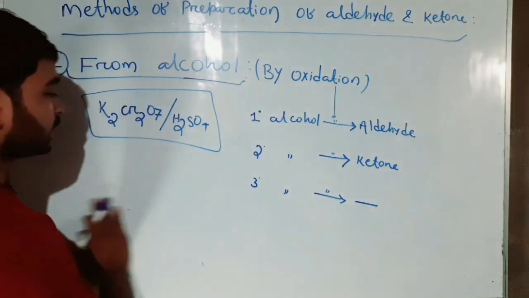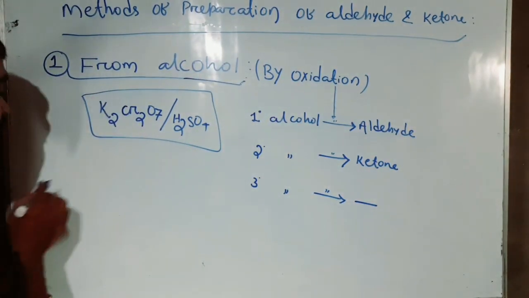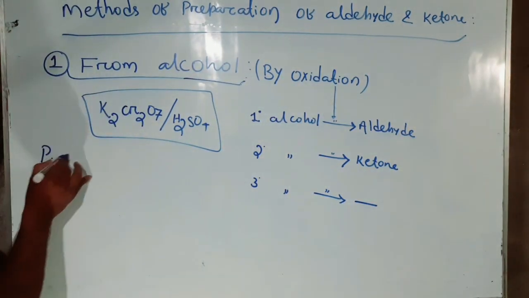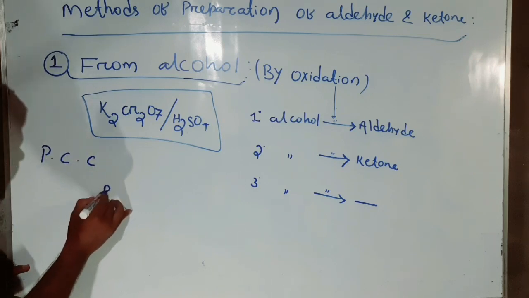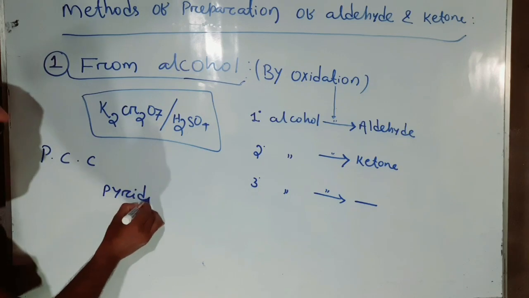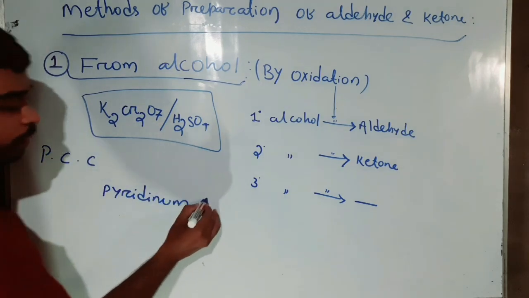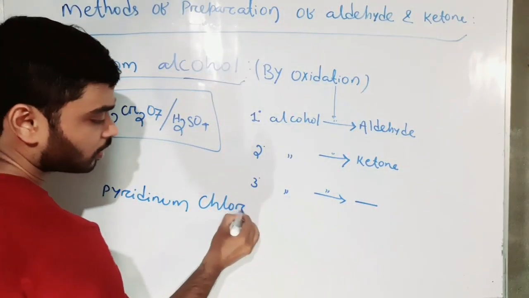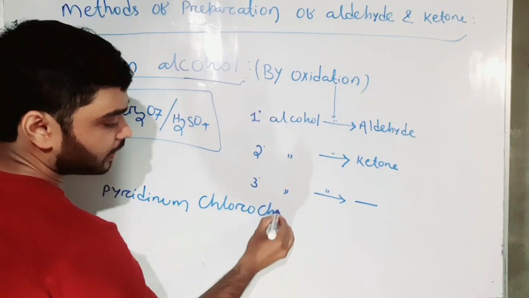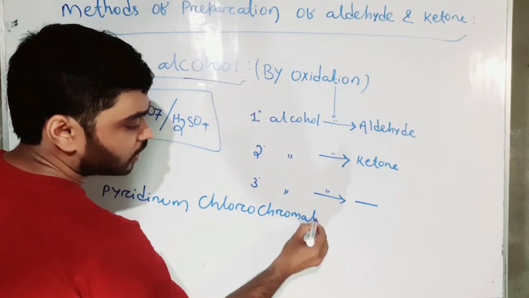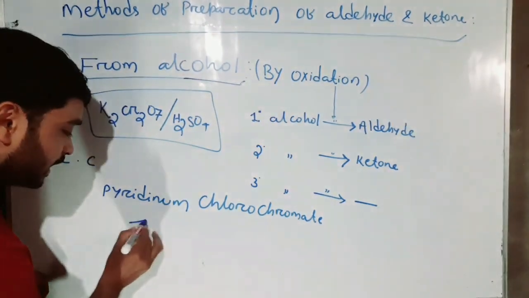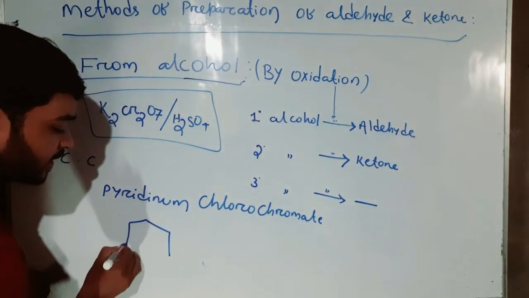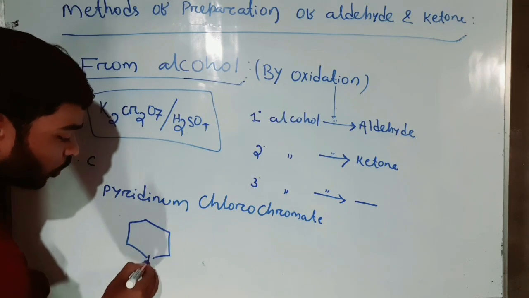But if we take PCC, I am writing here PCC, which expresses pyridinium chlorochromate. It is the full form of PCC, pyridinium chlorochromate. Anyway, pyridine, what is pyridine? Pyridine is a heterocyclic organic compound.